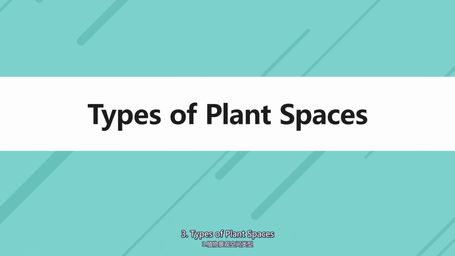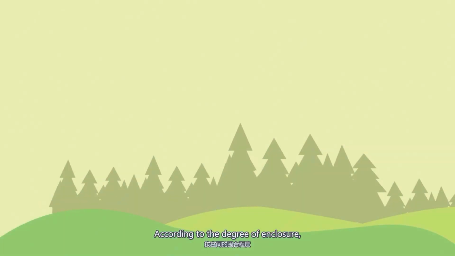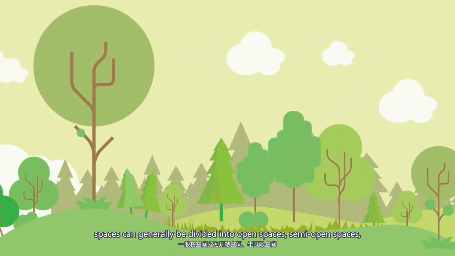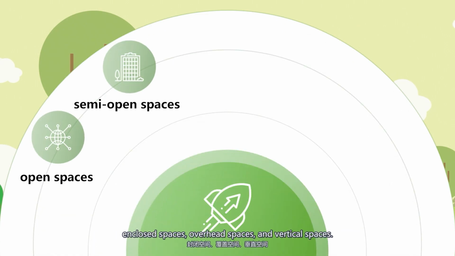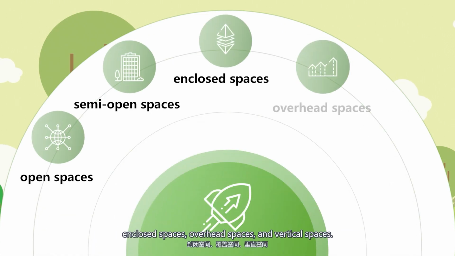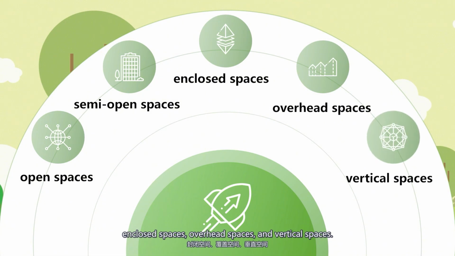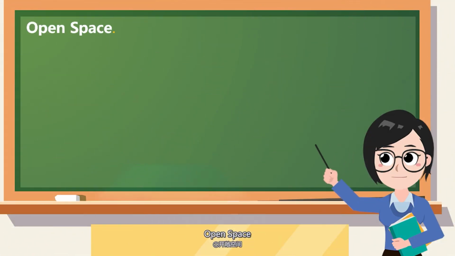Types of plant spaces. According to the degree of enclosure, spaces can generally be divided into open spaces, semi-open spaces, enclosed spaces, overhead spaces, and vertical spaces. Open space.